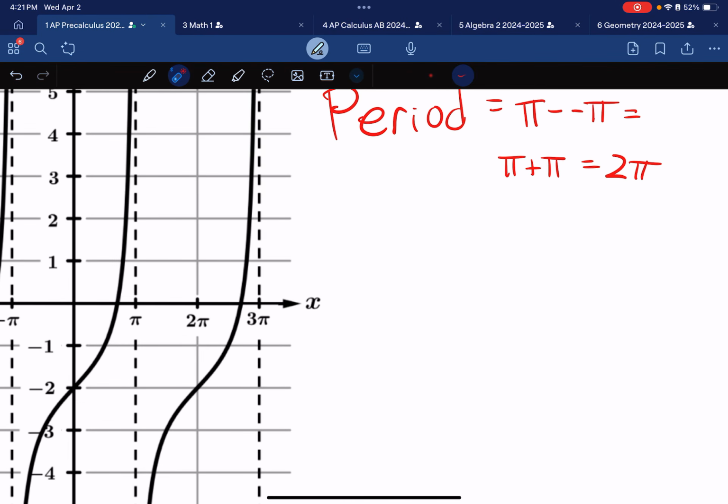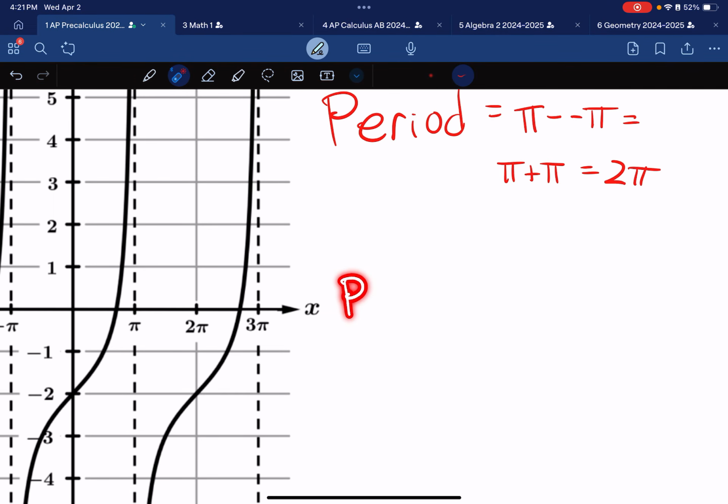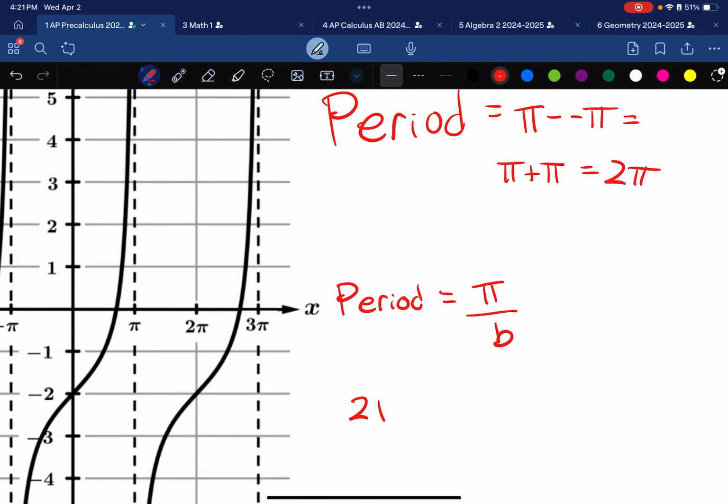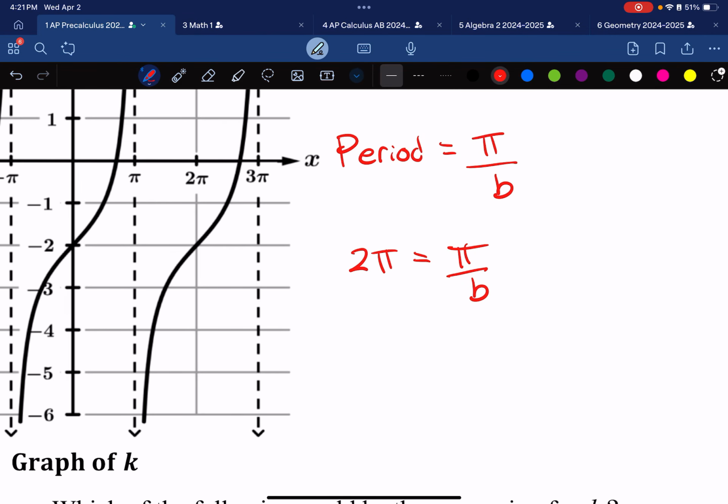All right, so if I know that my period is 2 pi, I can also use the formula that says that period is equal to pi divided by b. I happen to know my period, which is 2 pi. I can plug that in and say that 2 pi is equal to pi over b. And then I can solve for b by cross multiplication. This is technically divided by 1, right? So I can cross multiply.